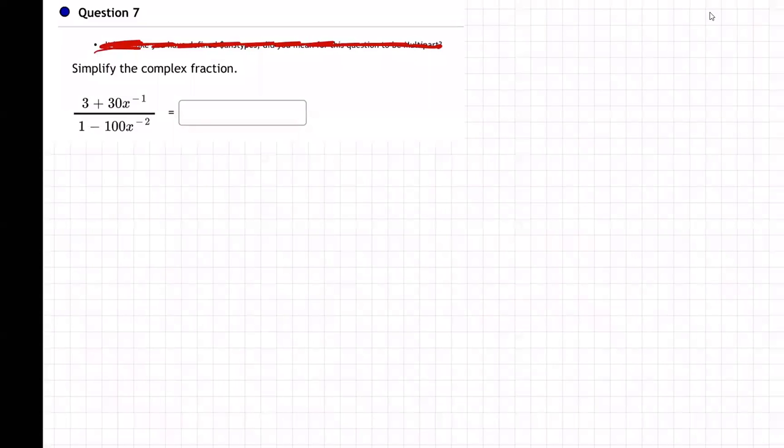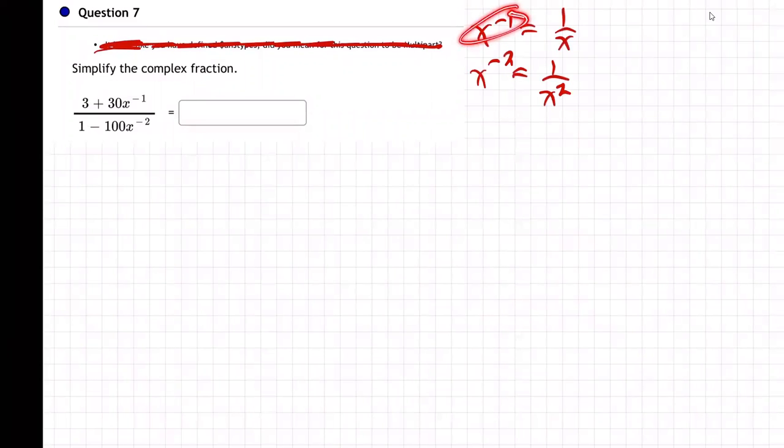Okay, so on this one, it wants to simplify the complex fraction. Now, what is this x to the minus 1, x to the minus 2? Remember, x to the minus 1 means 1 over x, and x to the minus 2 means 1 over x squared. Remember, negative powers are negative. They're like somebody that's negative at their job. They're unhappy at their job. They want to jump to a new job, then they're positive and happy.